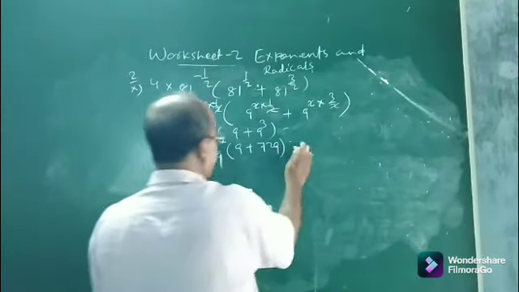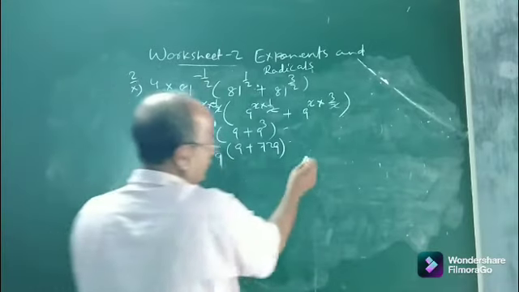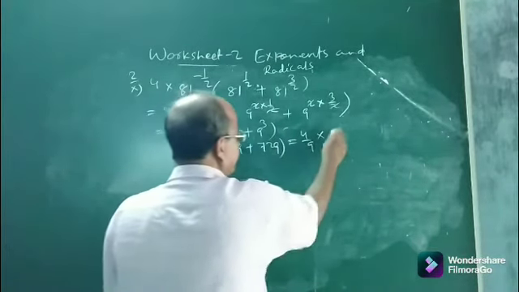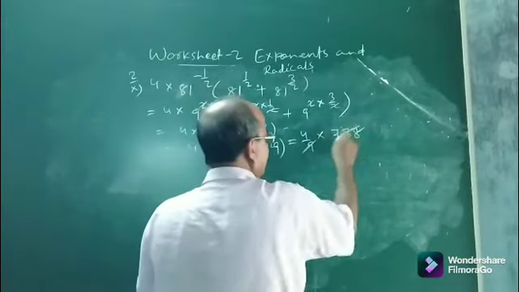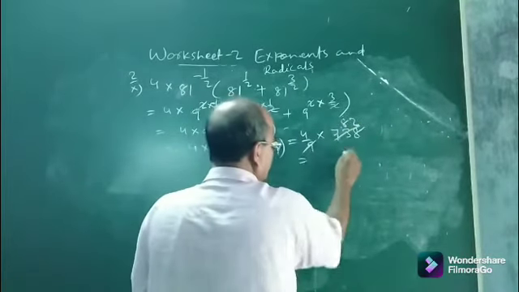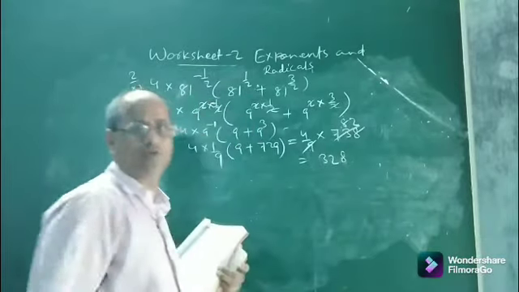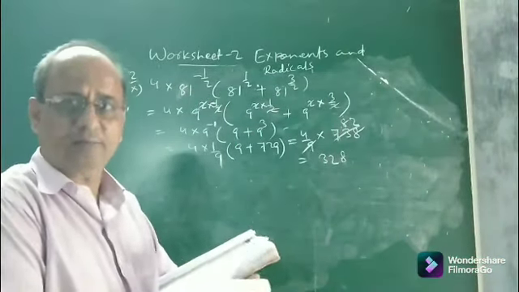So this will be how much? 9 to the power minus 1 is 1 by 9. So it will be 4 by 9. So what will be my next step? 4 by 9 into 9 plus 729. Now you cancel 9 with 729, and 4 into 2 is 8, 4 into 8 is 32. This will be the answer. Okay, so this is how to do the last bit of number 2.